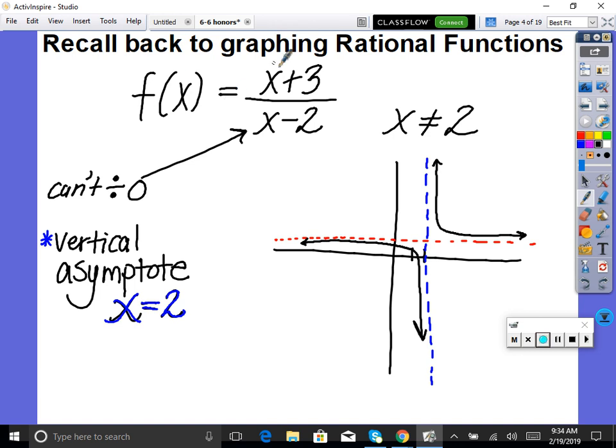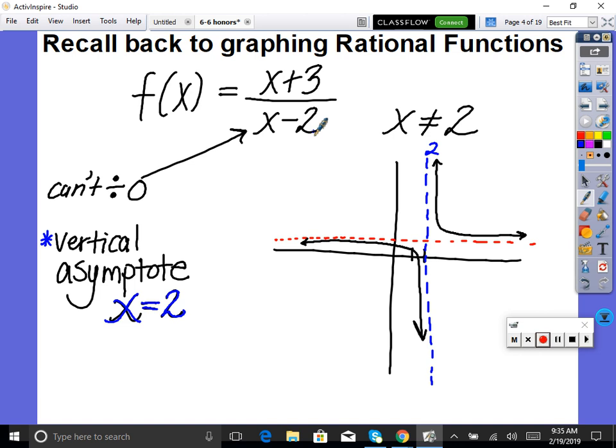So just a reminder, if we have x plus 3 over x minus 2, we know x cannot be 2 or else we would be dividing by 0. You can't divide by 0. Well, that was where we got vertical asymptotes. This is 2 right here. So we have a vertical asymptote at 2 because x cannot be 2. Everybody remember that? Vertical asymptotes come from making the denominator 0.